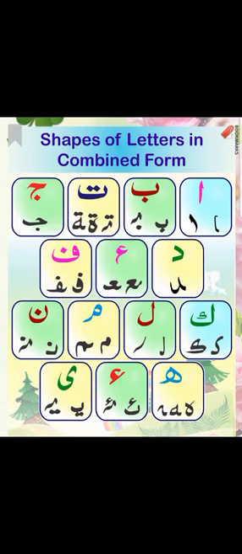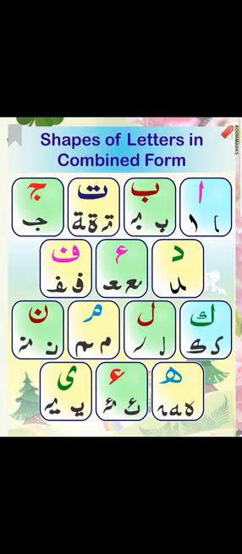Look at the shapes written below ba. These are the joined or combined forms of ba. So in a word, in between the alphabets, ba can be written in this shape. And ta: we are watching that there are three possible combined forms of ta written below. If ta is in between the alphabets of a word, it can be in any of these three forms. And next is Jim.